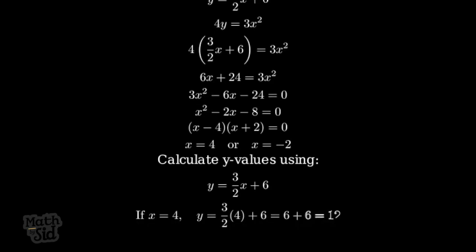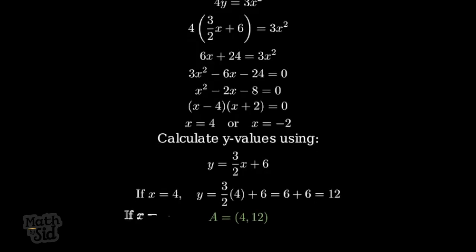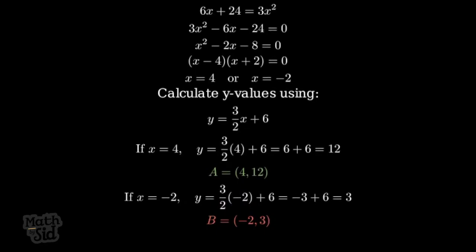For x equals 4, y equals 3/2 times 4 plus 6, which is 6 plus 6, equaling 12. So, point A is (4, 12). For x equals negative 2, y equals 3/2 times negative 2 plus 6, which is negative 3 plus 6, equaling 3. So point B is (negative 2, 3).